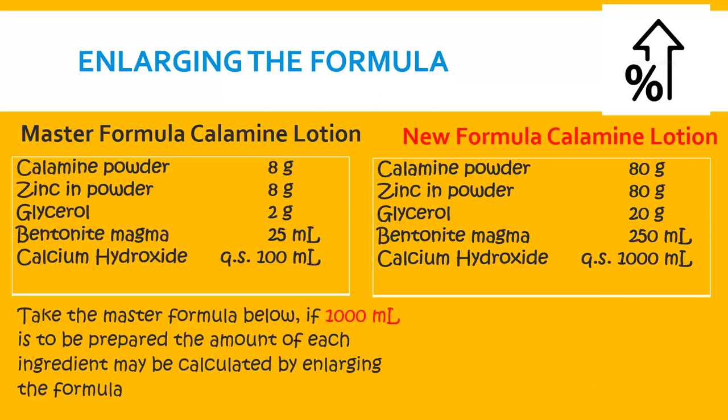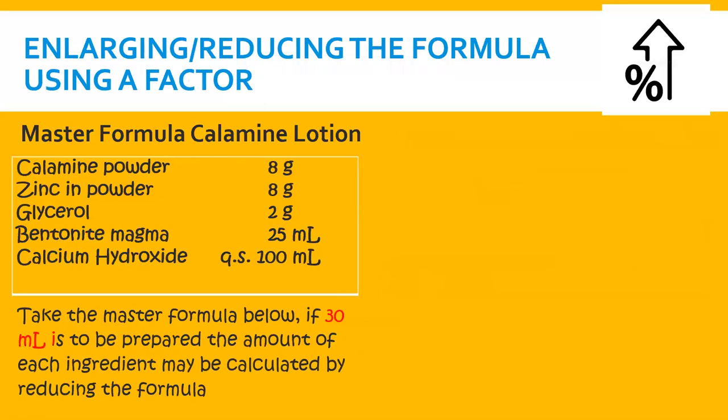So this is pretty simple. You just need to know what the final amount in the master formula is, what is the amount that you are required to prepare, and do ratio and proportion to determine the amounts of each ingredient. What if I don't want to go through all the steps of if 8 grams is in 100, then how much would be in 30?